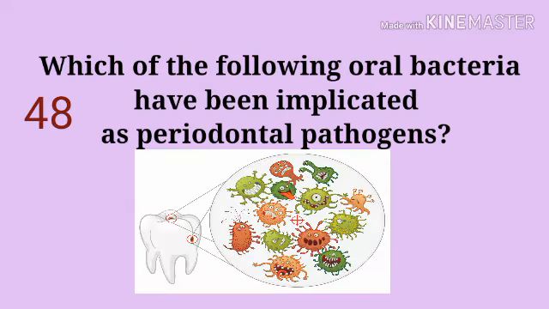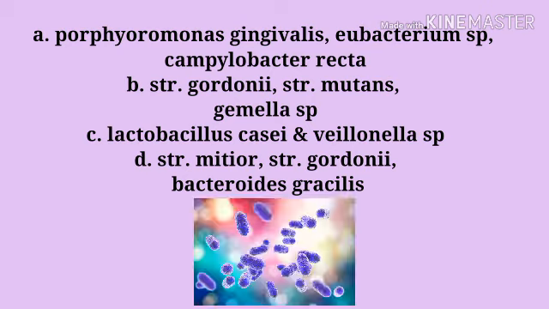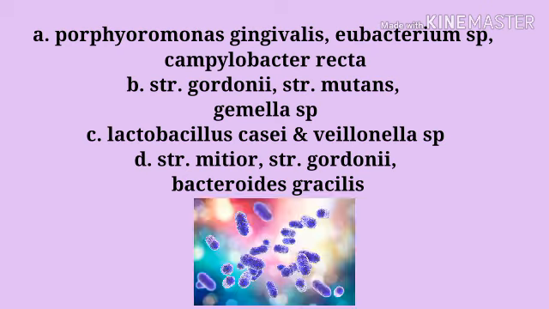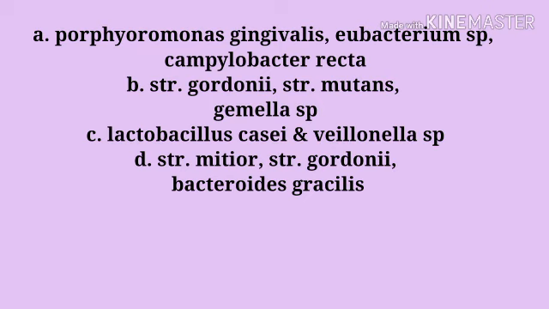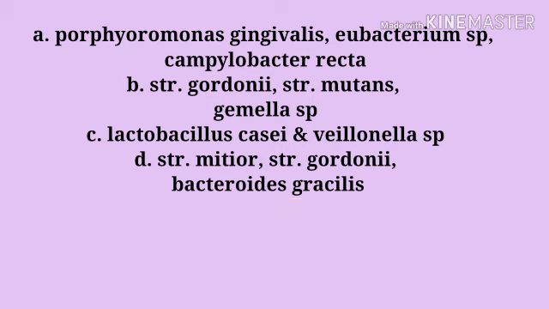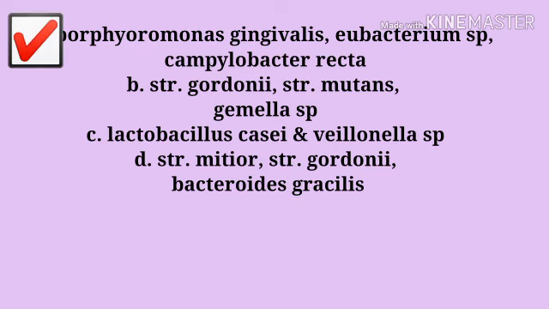Next question. Which of the following oral bacteria have been implicated as periodontal pathogens? The options are: A. Porphyromonas gingivalis, Eubacterium species, Campylobacter rectus. B. Streptococcus gordonii, Streptococcus mutans, Gemella species. C. Lactobacillus casei and Veillonella species. D. Streptococcus mitis, Streptococcus gordonii, Bacteroides gracilis. Answer is A.